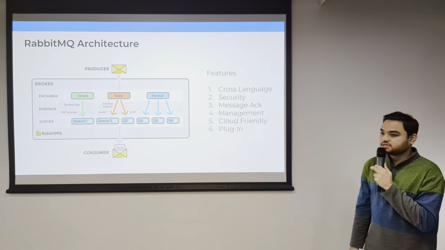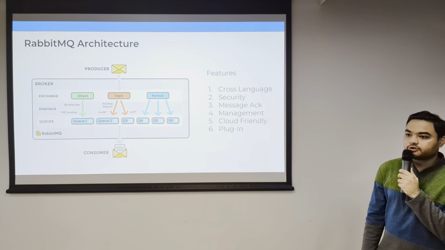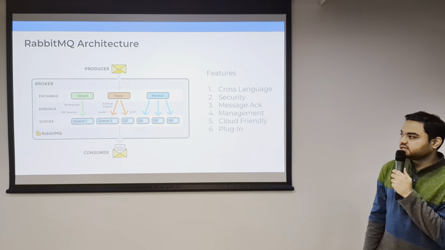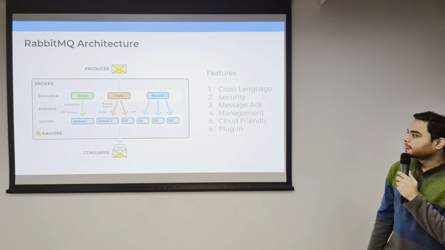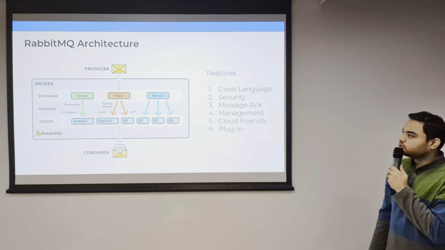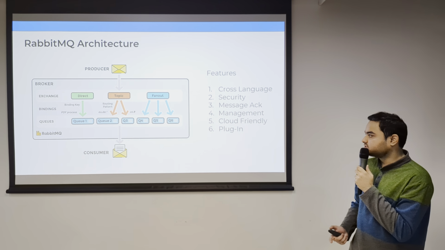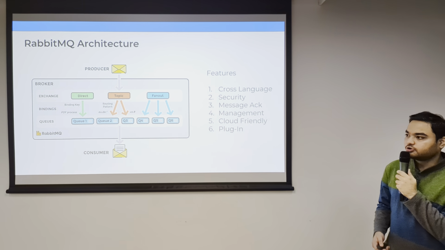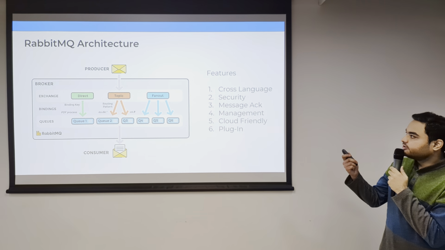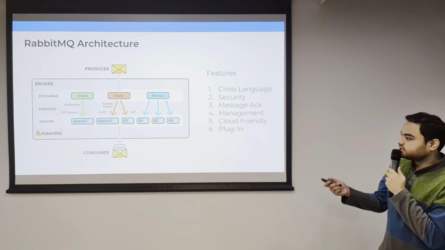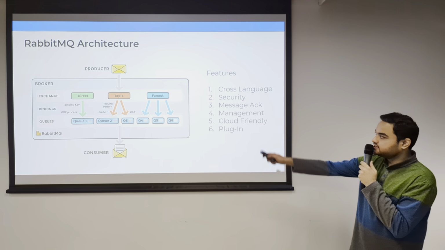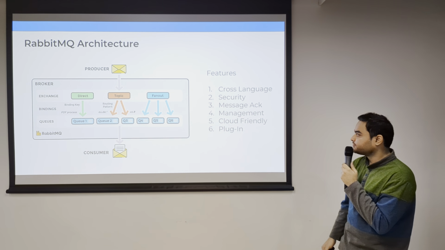Then you have fanout exchange. In fanout exchange, whatever queues are available, it will send the message to all these queues. And there are two more types of exchanges: header exchange and default exchange. In the demo, I have used the default one. So here you have the producer, and then you have the consumer. This is the broker, and these arrows are called channels.